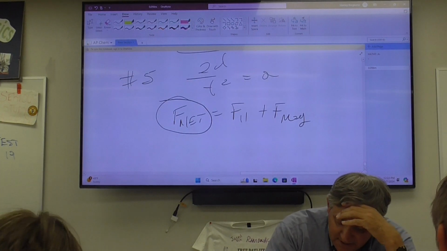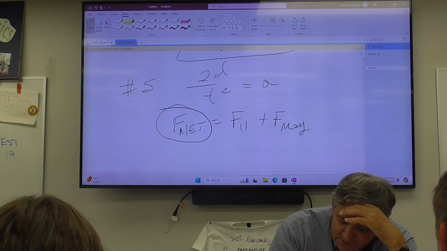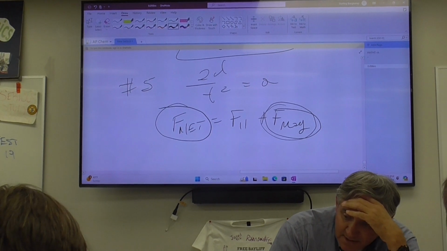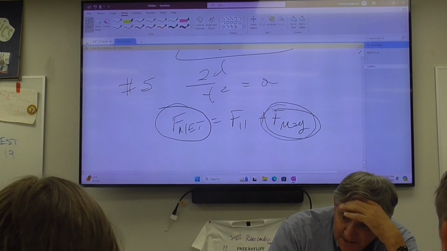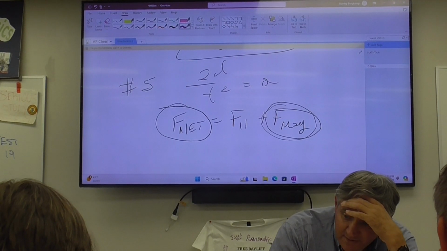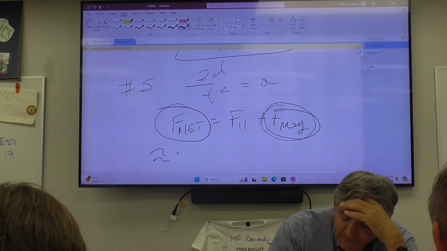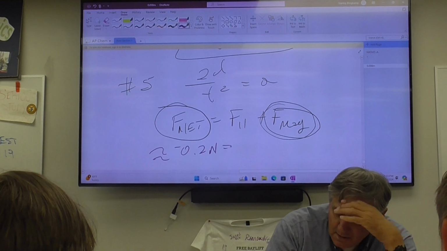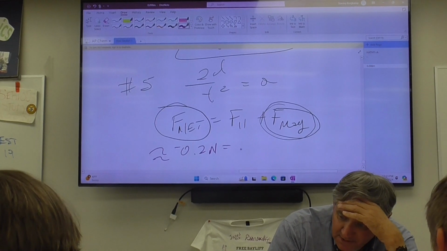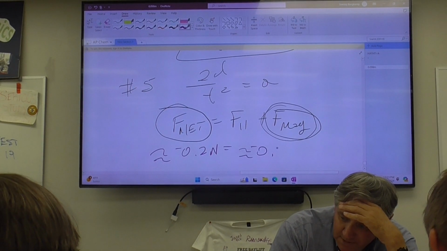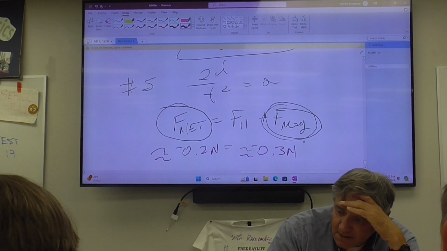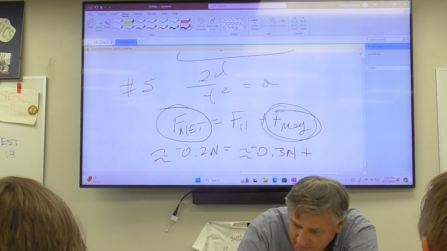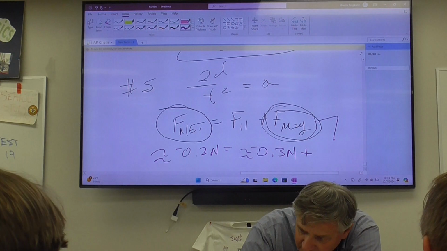So in round numbers, here's what you have. You're trying to solve for the force from the magnet. That's what you're trying to find. So that net force is approximately, and this is in very, very round numbers, negative 0.2 newtons. The force parallel in very round numbers is about negative 0.3 newtons. So if the force parallel is negative 0.3 and the net force is negative 0.2, Madeline, what's the value of the force from the magnet?